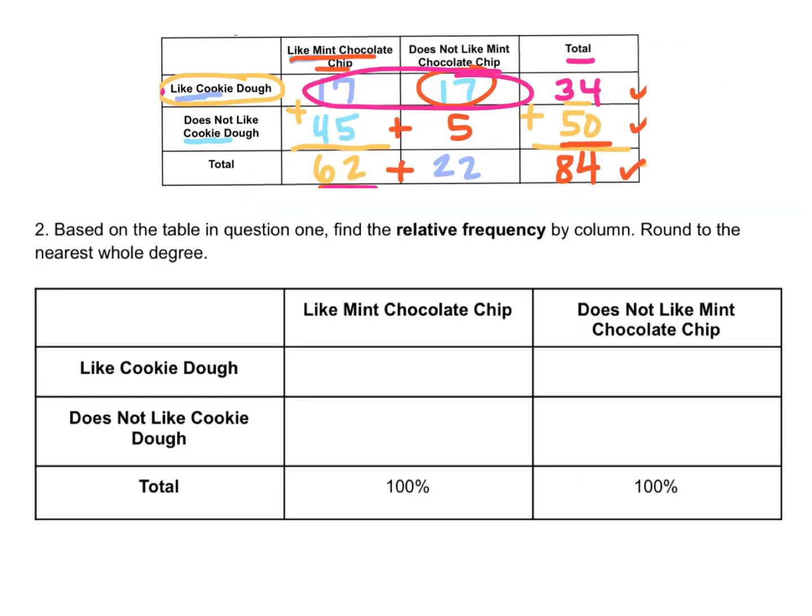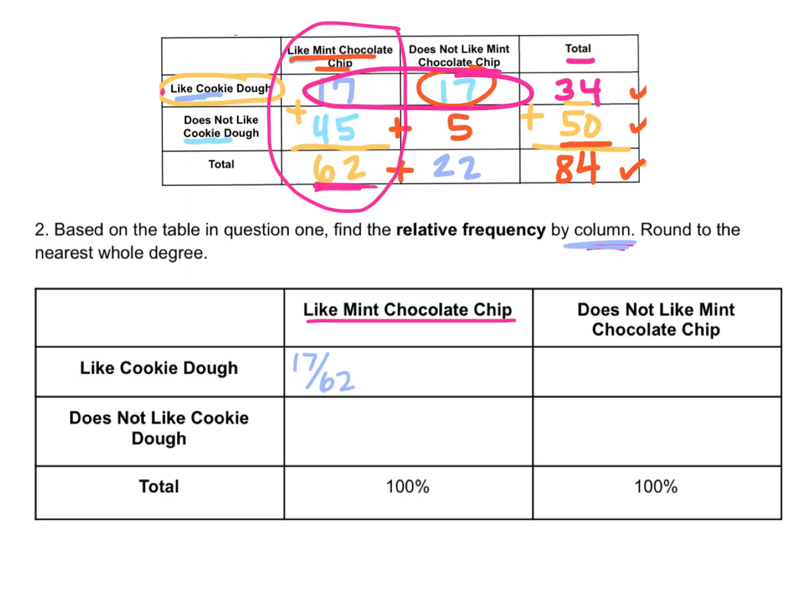Question 2. Based on the table in question 1, find the relative frequency by column. Round your answer to the nearest degree, the whole degree. Okay, so I'm going to focus on this column, which is likes mint chocolate chip. So the total is going to be out of 62 for the first column. Okay, so we said 17 out of the 62 like mint chocolate chip.